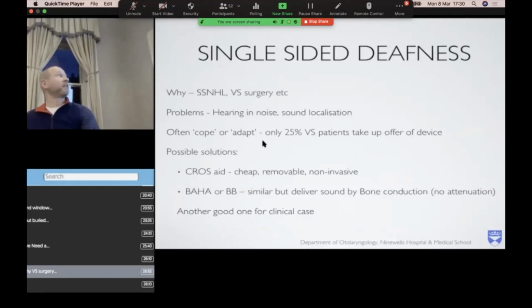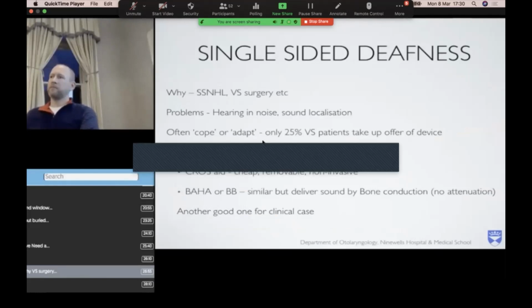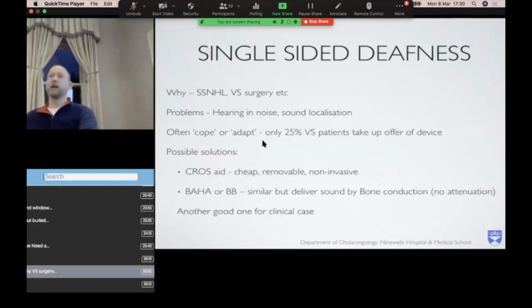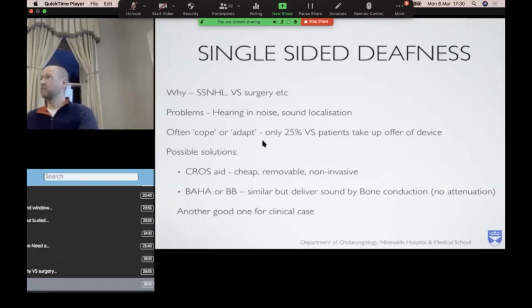So single-sided hearing loss is useful to talk about. Why do you get it? Sudden hearing losses or vestibular schwannoma, either preoperative or postoperative, for example. The problems they're going to get are hearing in background noise and sound localization. Most people with that problem adapt and just cope with it. Maybe it's because they've been through an awful lot of surgery to get there, who knows. But only about a quarter of patients with a VS take up the offer of an implant for single-sided hearing loss, and about a third of people with a sudden sensorineural hearing loss as an adult take up the offer of an implant. So it's a pretty small group of people. That might be patient factors, that might be occupational factors. These are the issues to talk about.